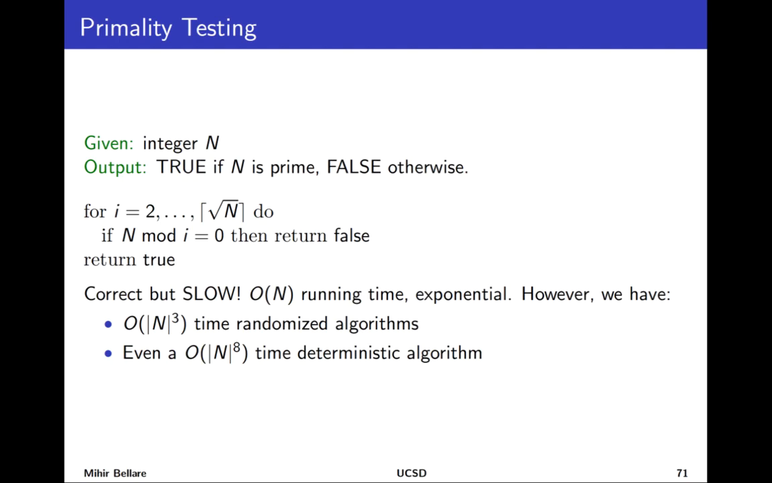Now, people were very interested in whether it was possible to get a polynomial time algorithm for primality. Remember, that would mean its running time is a polynomial in the bit length of n. So in terms of the bit length, something like this. This is a cubic time algorithm.